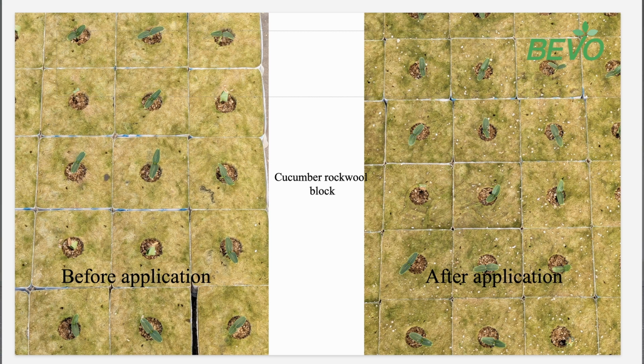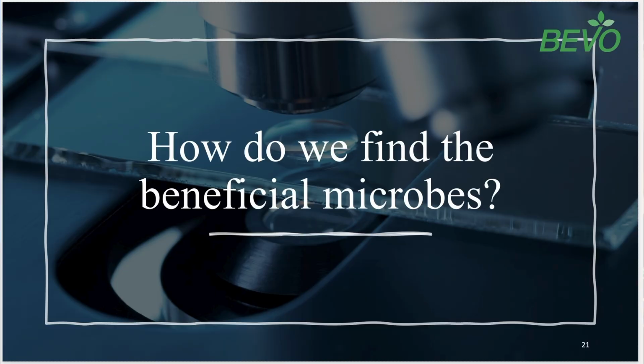This is just an example of before application and after application on the cucumber rock wool. You can see that on the left side is without application, and the right side is the application with the vermiculite. You can see how evenly spread the spore or the vermiculite is on top of the surface of the cucumbers.